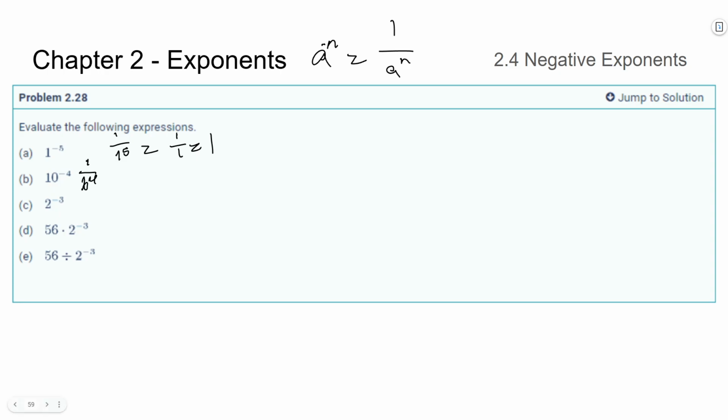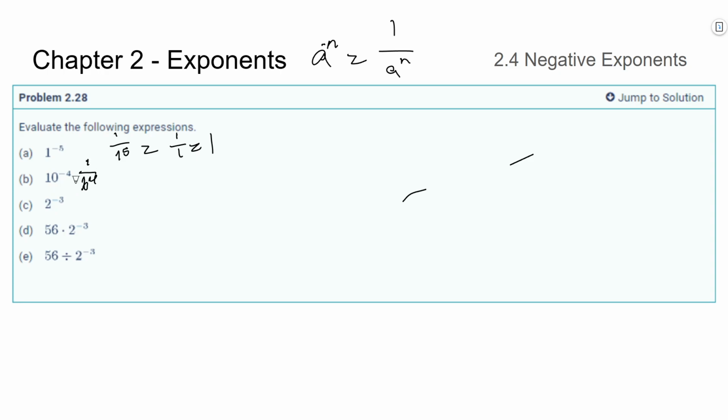Let me see if I can fix the sensitivity on this pen real quick so I'm not writing all over the place. We'll see if that helps out. All right, so it didn't at all. So I'll just have to be careful.